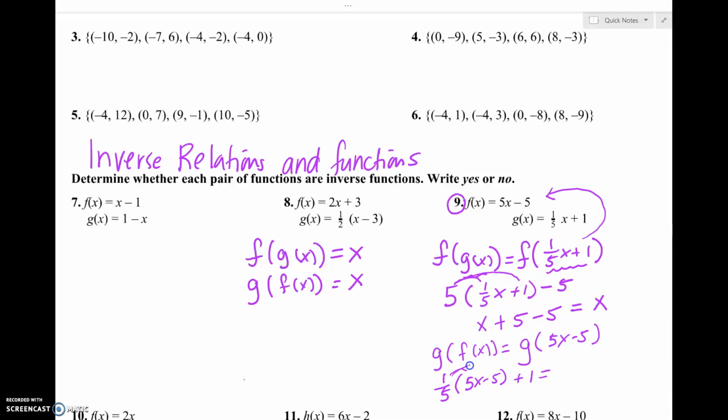And if you apply the distributive property, 1/5 of 5x is going to be x, and 1/5 of 5 is 1, so you're going to be left with minus 1 plus 1. If we simplify, we have x by itself, since minus 1 plus 1 is equal to 0. And since both compositions equal x, we can say that f and g are inverses of each other.